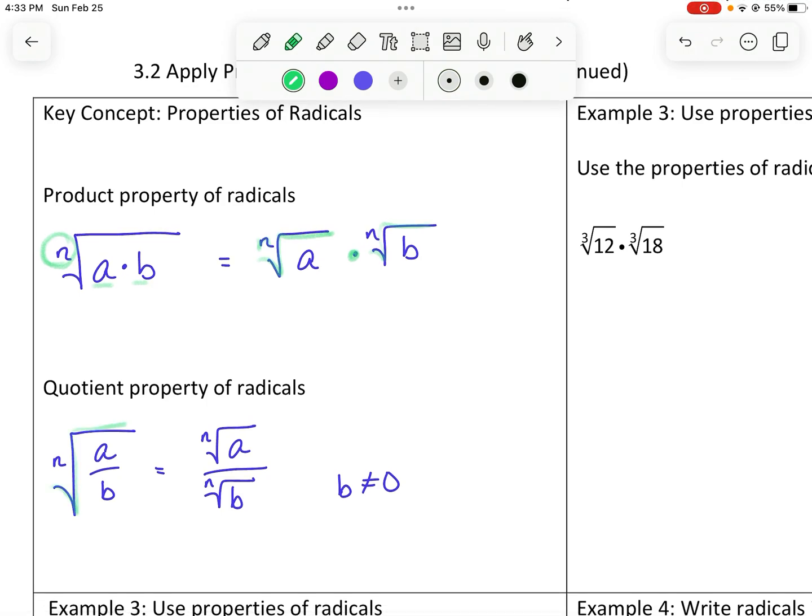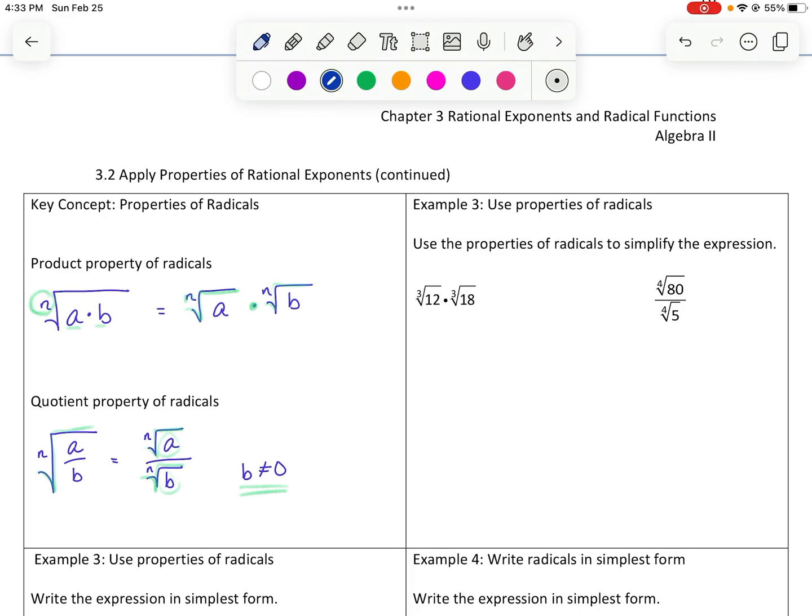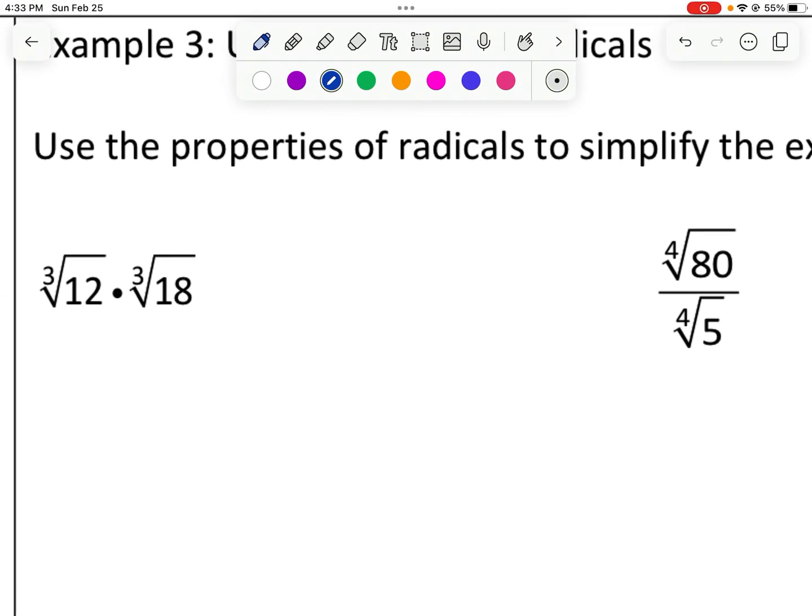If I have the nth root of a fraction, I can rewrite it as the nth root of the numerator over the nth root of the denominator, as long as, again, the denominator is not equal to 0, because we cannot divide by 0. So let's use this to simplify some of our roots. Looking at example 3.